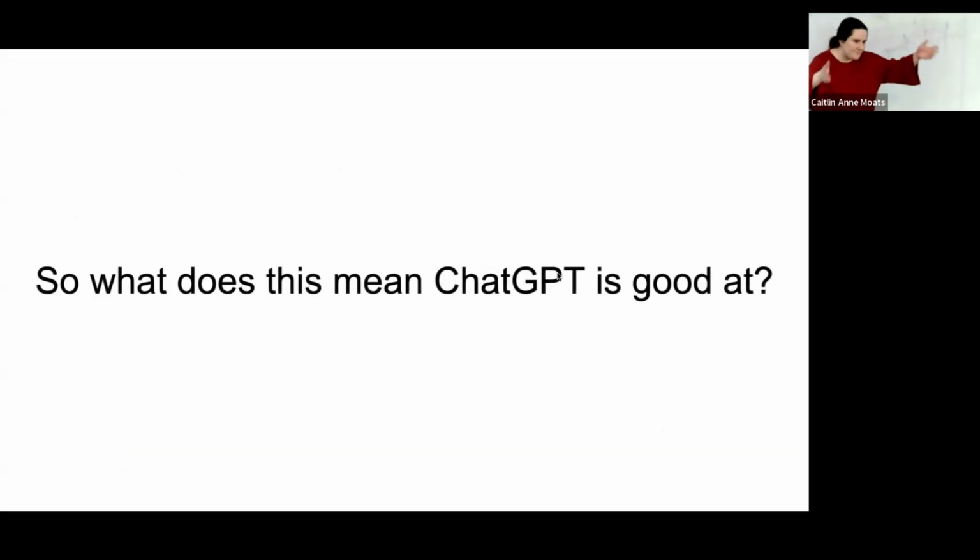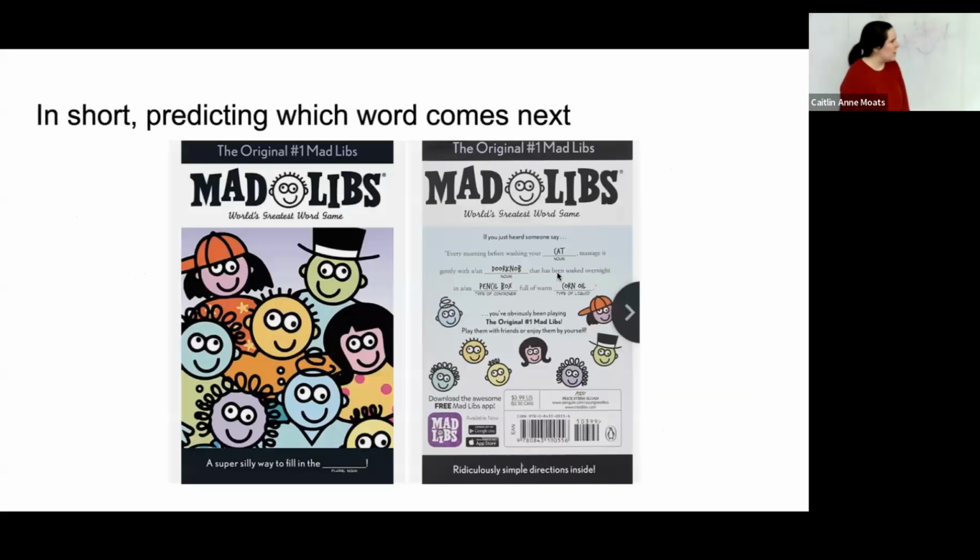Okay, so that said, what does this mean that ChatGPT is good at? What do all of these details about how it's trained, what it's trained to do, mean that it's good at? Well, in short, predicting which word comes next. I don't know how many of you have played Mad Libs. I feel like I was really into these in first grade. Also, if you play them with a kid and there's a noun, poop is guaranteed to be called out.